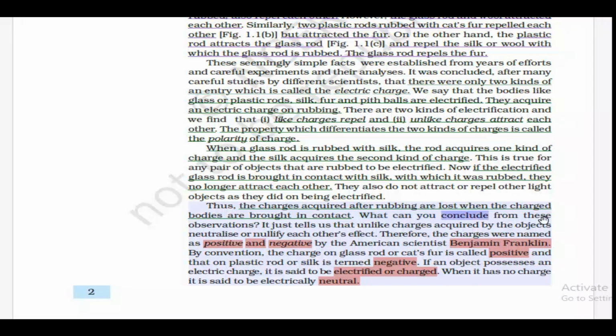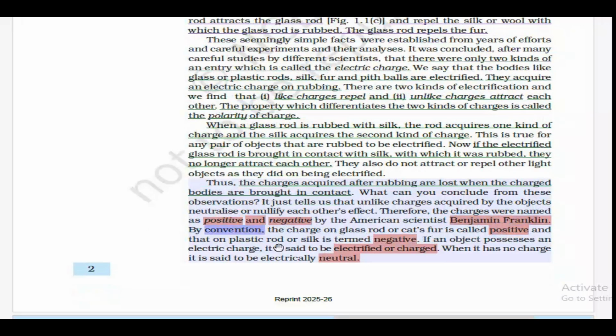What can you conclude from these observations? It just tells us that unlike charges acquired by the objects neutralize or nullify each other's effect. Therefore, the charges were named as positive and negative by the American scientist Benjamin Franklin.